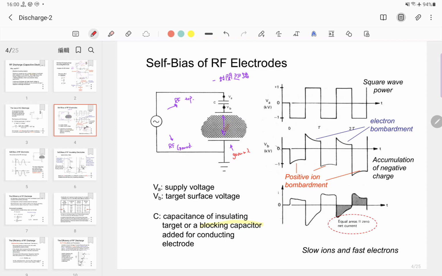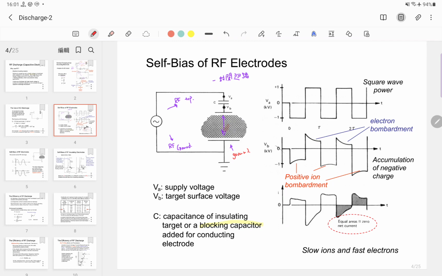In the circuit, there is a capacitive component and a resistive component. On the right side, the upper curve is the output voltage from the power supply. The RF part goes through the electrical wire and connects to this part. So the voltage V sub A here equals the voltage of the RF output, RF high.